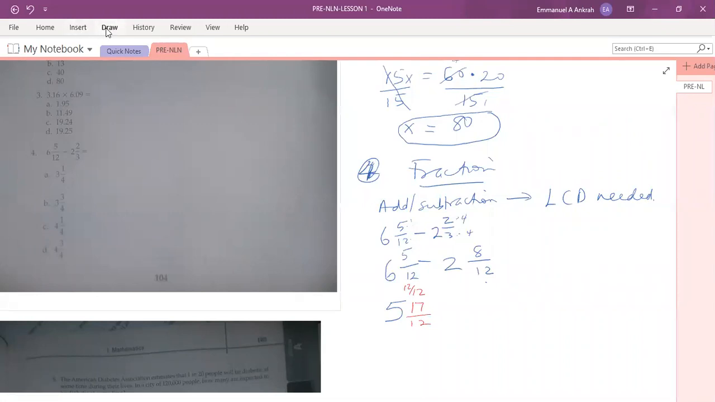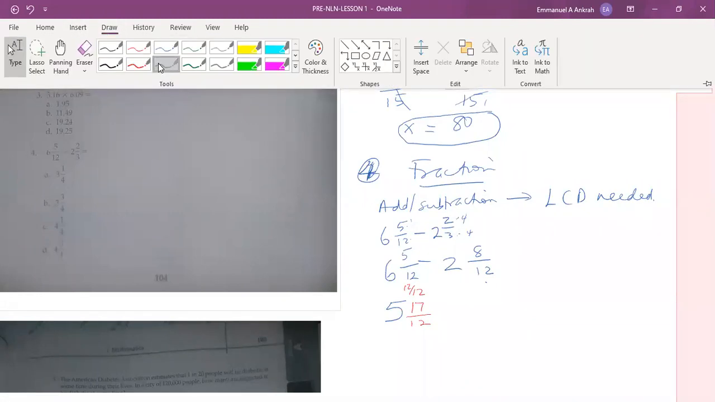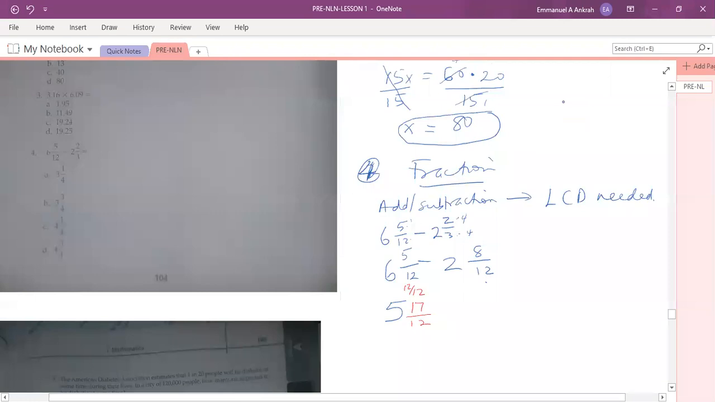Yes. The borrowing, yeah, because that will help you a lot if you have multiple steps. Sometimes you have to subtract and add and can waste your time, so don't change to a mixed number. Okay, so minus now 8 over 12. So I've created a bigger fraction. Now I can subtract. So 5 minus 2 is 3, and then 17 minus 8 will give me 9 over 12.